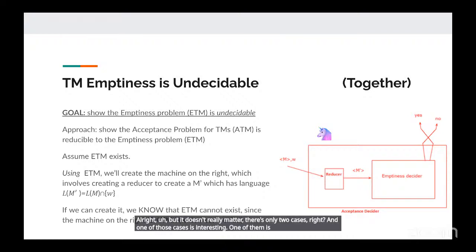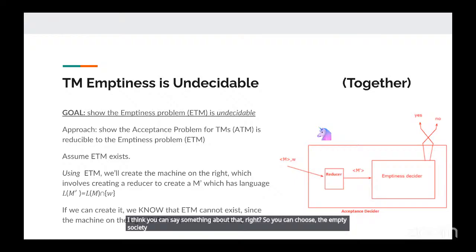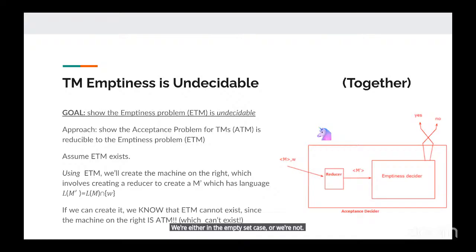One of them is the empty set. And if we've got an emptiness decider, it can say something about that, right? The emptiness decider is going to tell us which of those two categories we're in. We're either in the empty set case or not. Now, when is this the empty set versus when is it the set which has W in it? Exactly. This is the empty set if M does not accept W. So if W is not in here, then the intersection of that and that is the empty set. If W is in here, then the intersection of this and this is W.